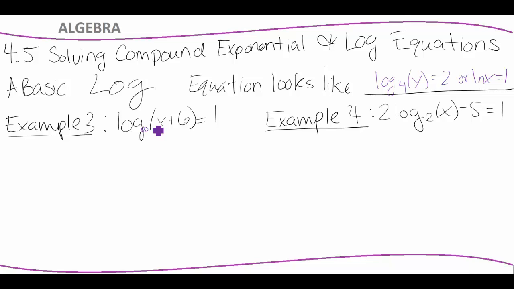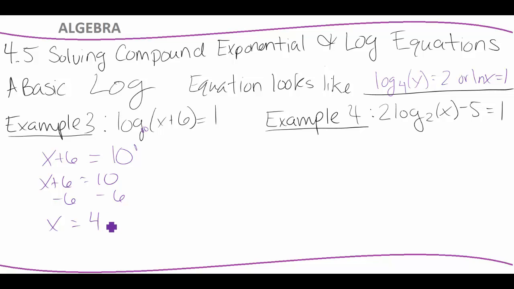And so we're going to solve this by doing the same thing we did with the exponential. We're going to switch to an exponential instead of switching to a log. So we're going to use our property that log base a of x equals y if and only if x equals a to the y. So we're going to take our inside, which is x plus 6, and we're going to set that equal to our base, 10 to the 1. And we know 10 to the 1 is just 10, so we have x plus 6 equals 10. And so we're going to subtract 6 from both sides, and we're going to get x equals 4.